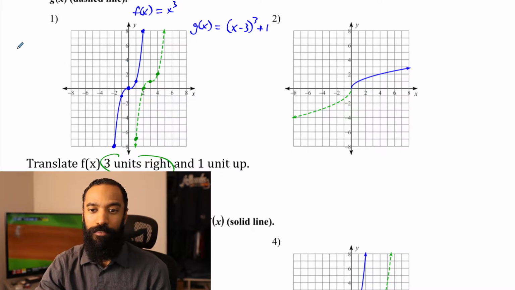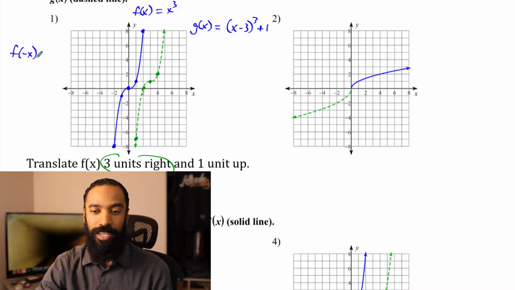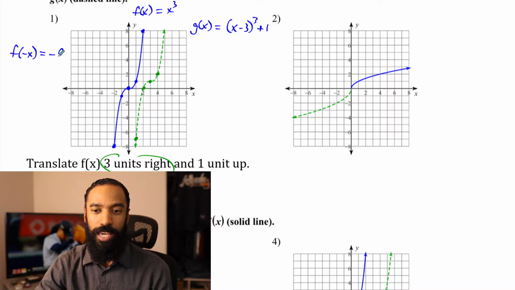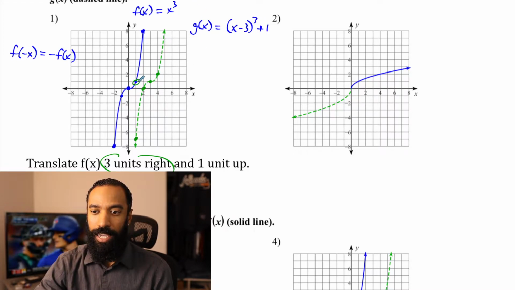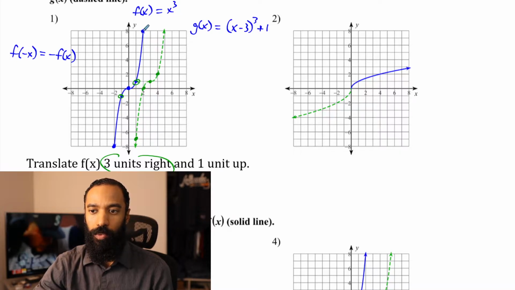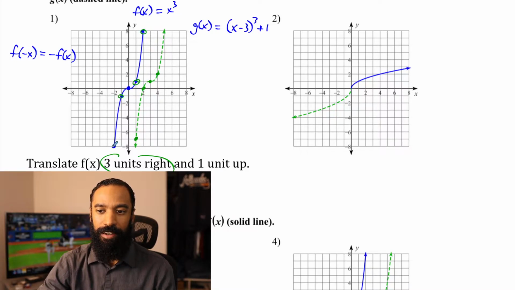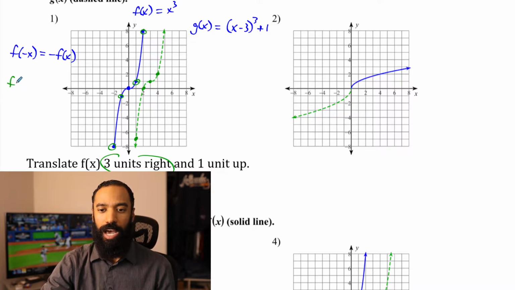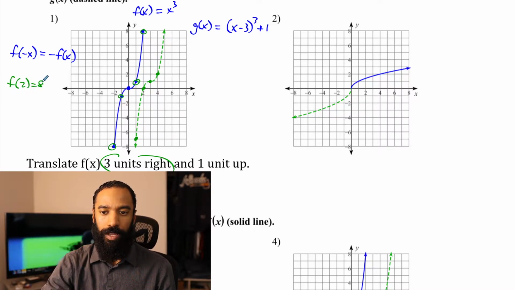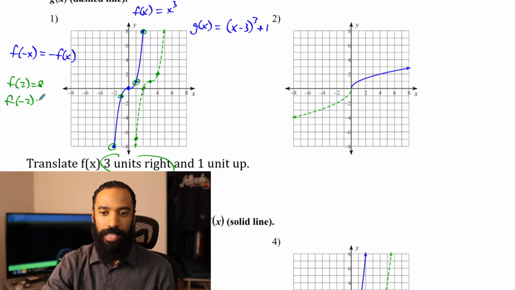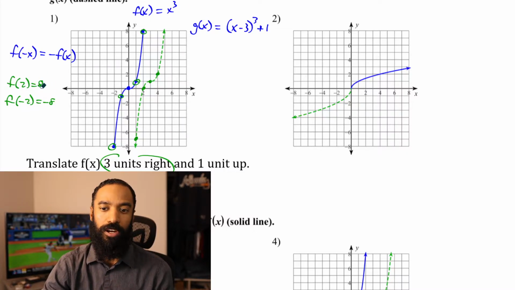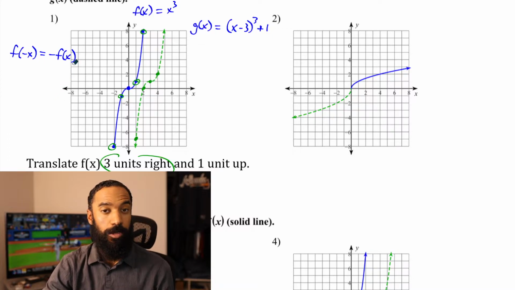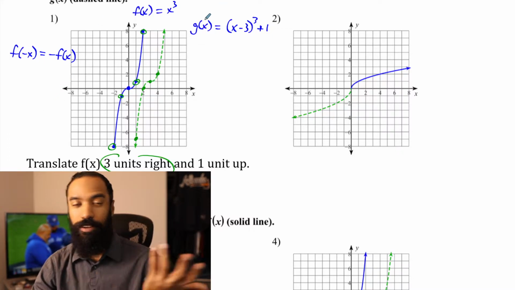The fact that whenever you plug in a negative x as an input, you get the opposite y value out. When I plug in 1 here, I get positive 1. When I plug in negative 1 here, I get negative 1. When I plug in positive 2, I get positive 8. Negative 2, I get negative 8. When I plug in the opposite value of x, I'm getting the opposite y out. That's what odd functions do. They're symmetric across the origin. So it's an odd function as well.